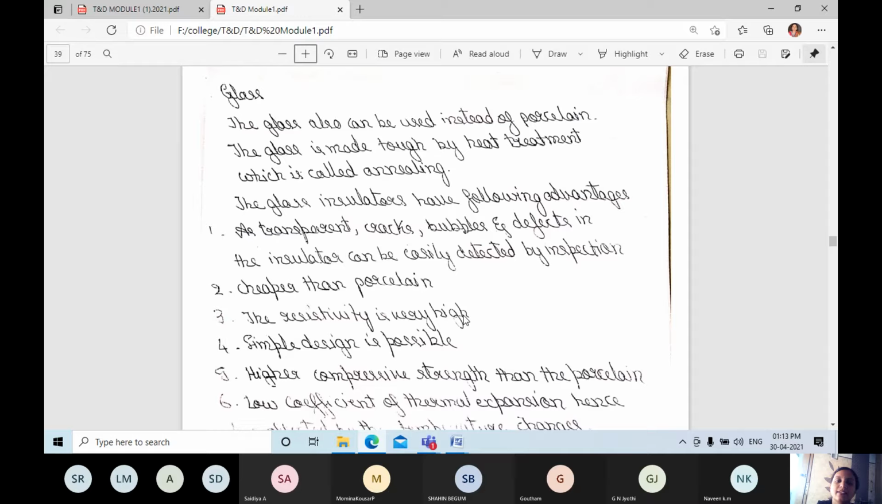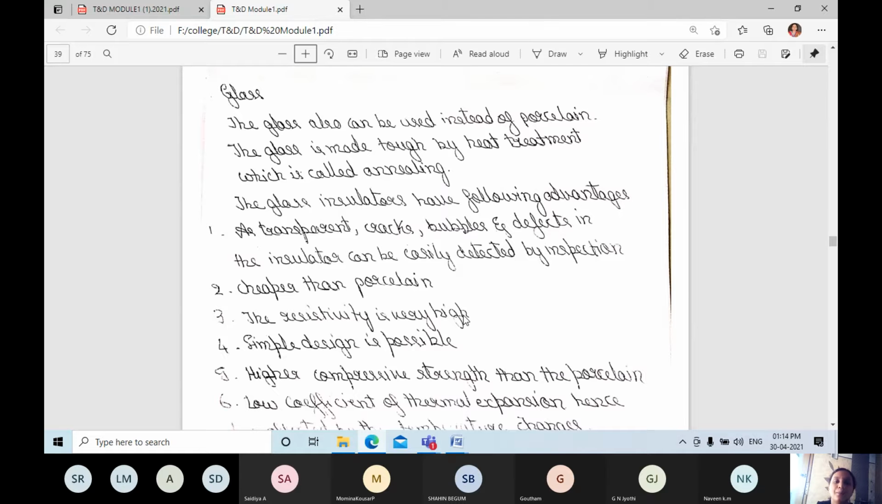Here the glass insulators have the following advantages. What are the advantages? It is transparent. Because glass is transparent, the cracks, bubbles and defects in the insulator can be easily detected by inspection. If we look, we can observe bubbles, cracks, or any defects in the insulator, and we can identify them easily. And it is cheaper than porcelain. When you compare the cost, it is cheaper than porcelain, and the resistivity is also very high.